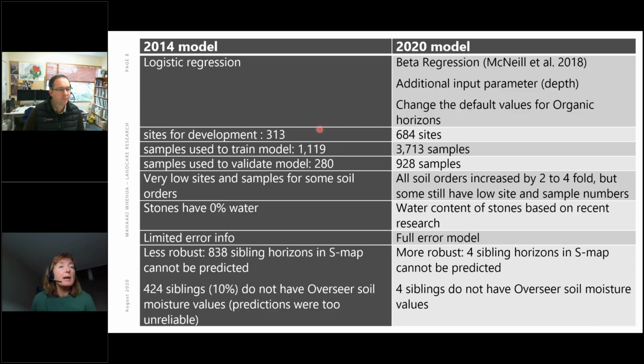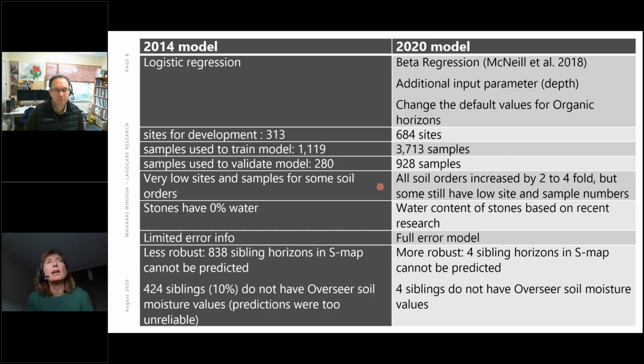Now, I've already talked a little bit about the increase in data from the 313 up to the 684, and we've got that increase in the number of samples. But because we've got more samples, we also have more samples that we can train the model with, but also more samples that we can then validate it. So we've gone from 280 samples up to 928 in the new model. In 2014, we certainly had very low site numbers and samples for some of the soil orders. We still have that for some soil orders, but others have increased by 2- to 4-fold.